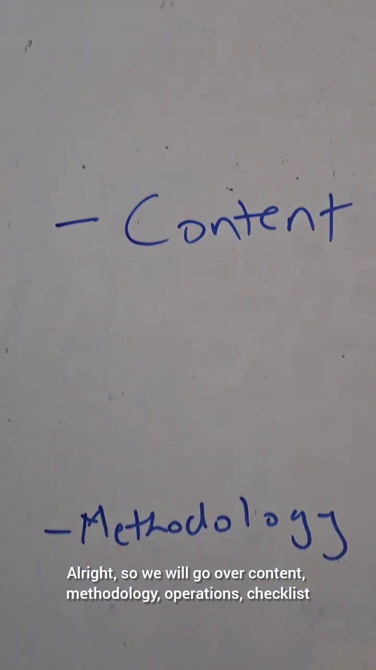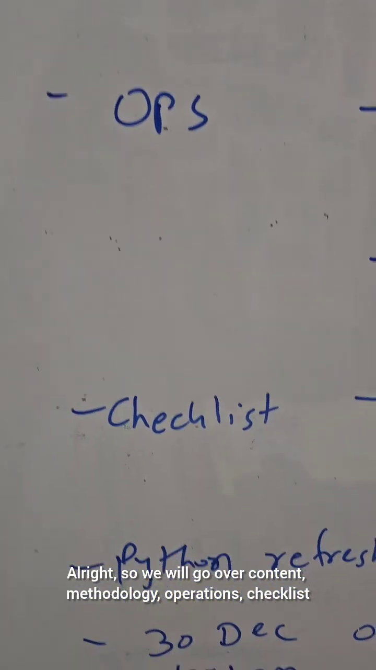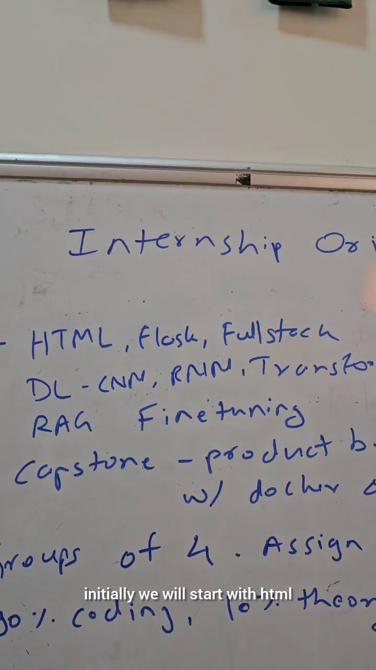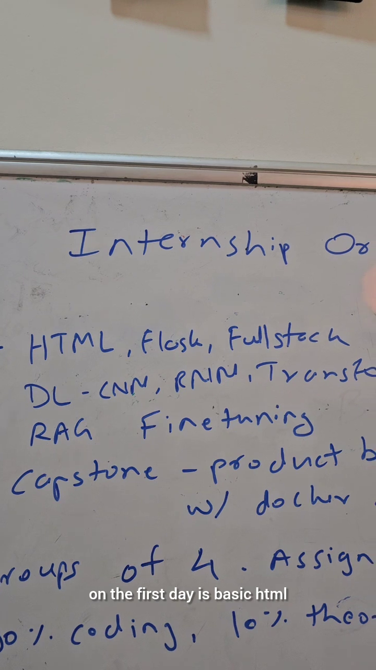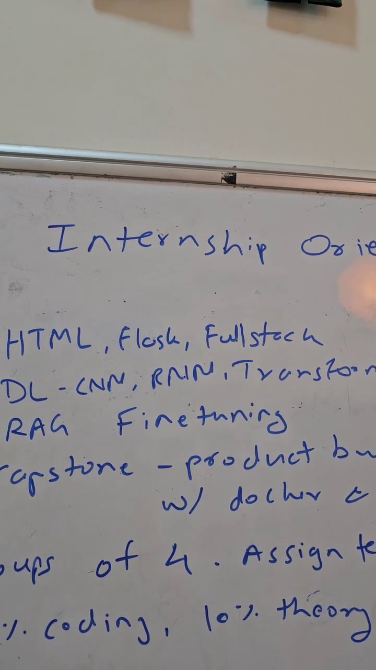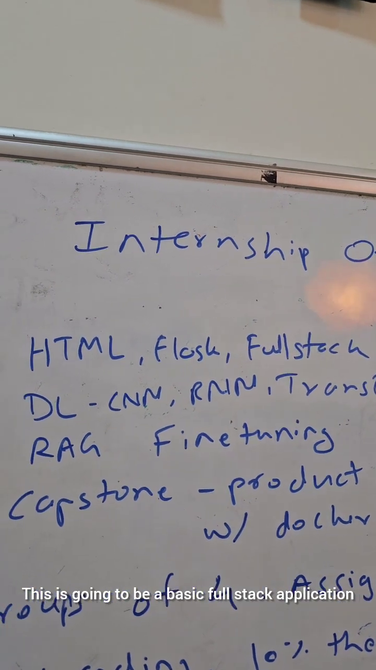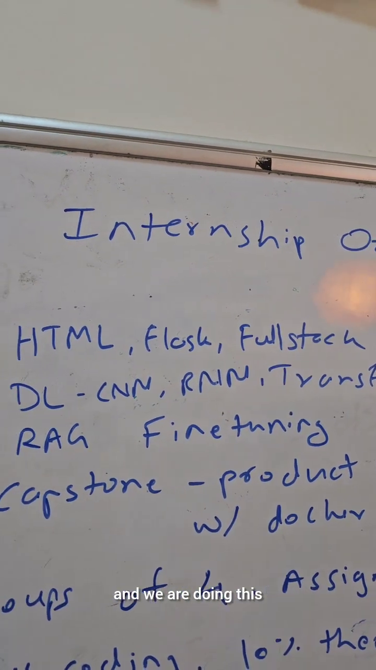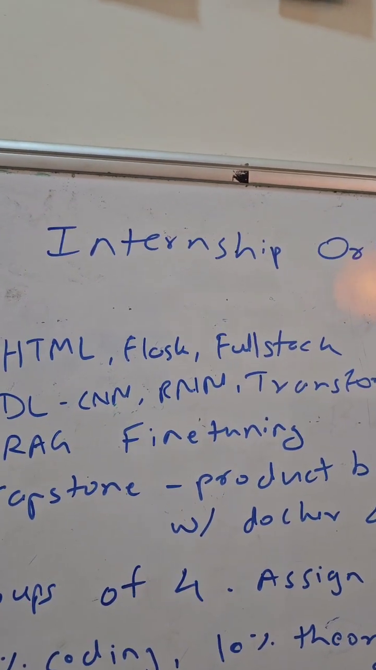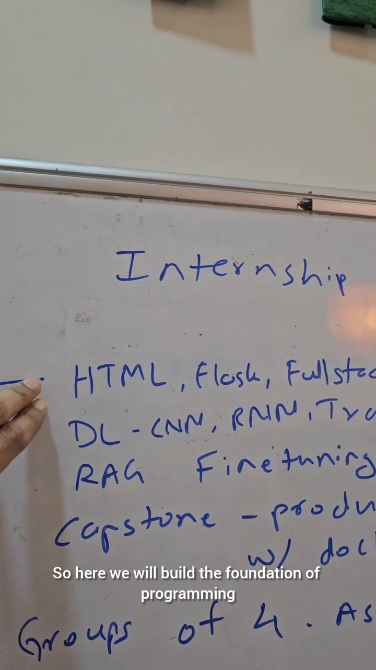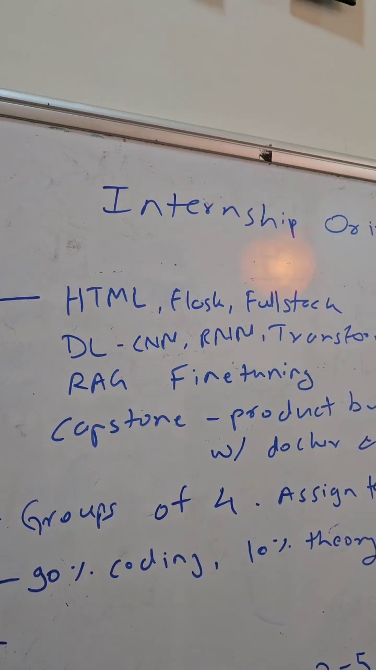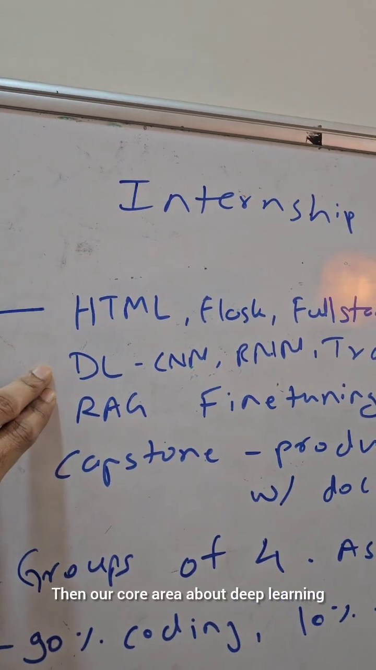Alright, so we'll go over content, methodology, operations, checklist, Python refresher, and starting date. So the content: initially we'll start with HTML. On the first day is basic HTML, then we'll go to Flask, and then we'll do a full stack application in React and Python. This is going to be a basic full stack application initially in the first part of the internship, and we are doing this because many of the students have not used HTML, they don't know how the internet works, etc. So here we'll build the foundation of programming, we'll get familiar with coding, with VS Code, with thought process, etc.